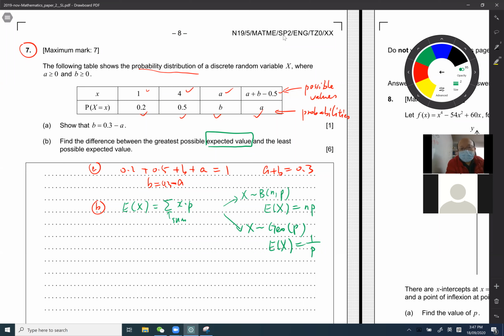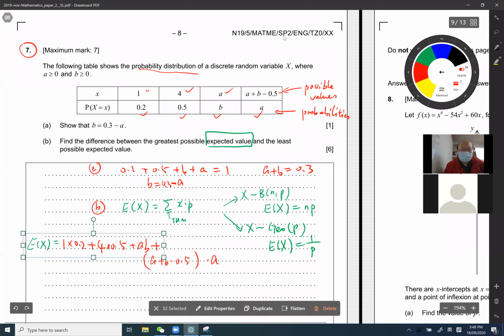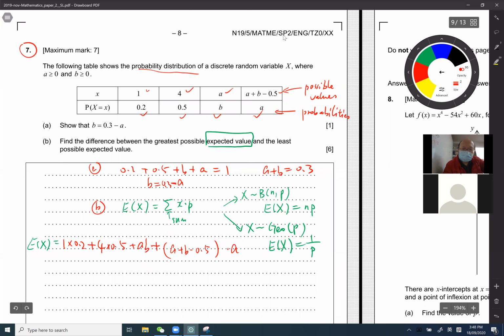Part B. Let's work it out. Expected value: 1 times 0.2, 4 times 0.5, A times B, A plus B minus 0.5 times A. This is the expected value.